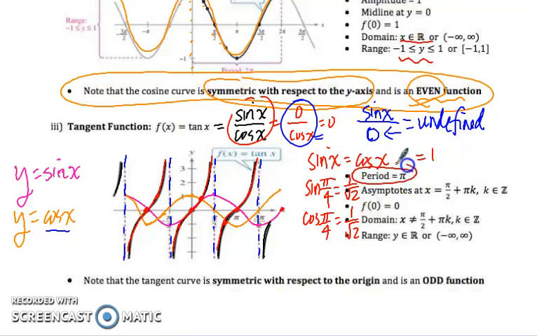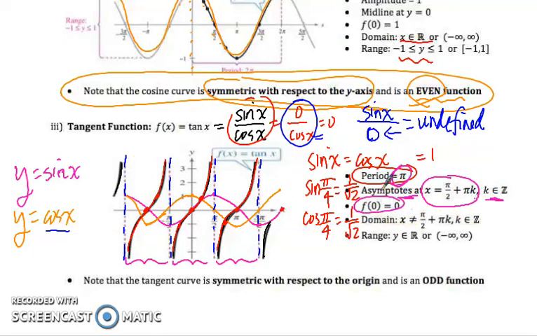Now, we identify the period based on when that curve begins to repeat itself. So when does the curve begin to repeat itself? Well, every single section in between my two vertical asymptotes is the same. So how long is that section? Well, this is negative pi over 2 to pi over 2. Therefore, it repeats itself every pi units. So the period for a tangent curve is pi. The asymptotes occur every pi over 2 units, starting at pi over 2, and then every pi units because, again, its period is pi. So it's pi over 2 plus pi k, where k is an integer.